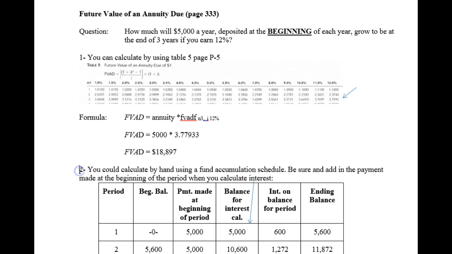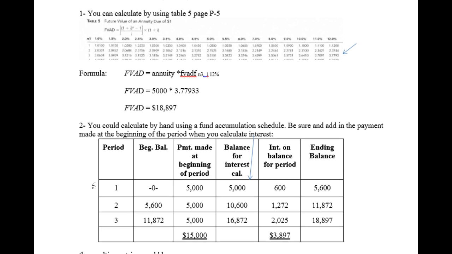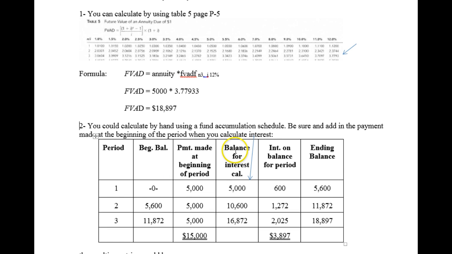A slower way to solve this would be to make a fund accumulation schedule. I want you to notice that I've added an extra column, the balance for interest column. Now watch what happens on this schedule. You start the period with 0. You make a payment of 5,000 at the beginning. So you're going to earn interest on that the whole period. 5,000 times 12%, 600. And at the end of that year, you're at 5,600.